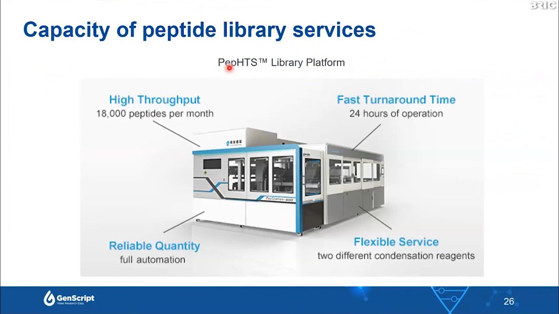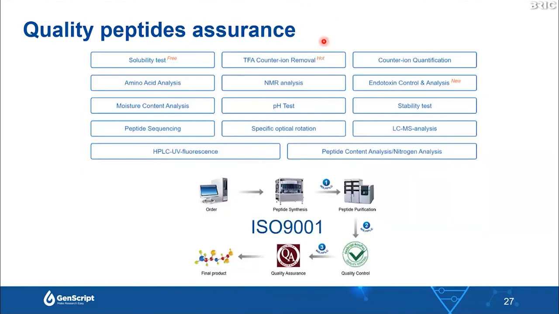So in GenScript, we have the PepH2S library platform, which allows us to synthesize even big libraries for many of our clients, because we can synthesize peptides in a high throughput manner at 18,000 peptides per month. We can guarantee fast turnaround time, because this runs 24 hours and is fully automated, allowing reliable quantity and quality. Not only so, we have the AccuPep QC, which has different kinds of QC available for the client, for example endotoxin control, TFA counter ion removal, solubility test, peptide sequencing, and also LC-MS analysis. And we are certified for ISO 9001, such that the quality of our peptides is certified.